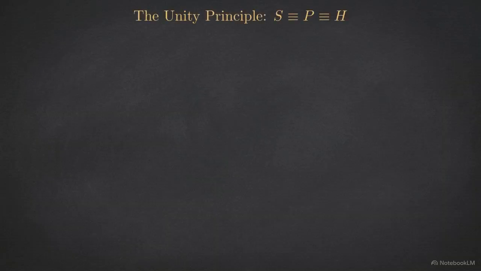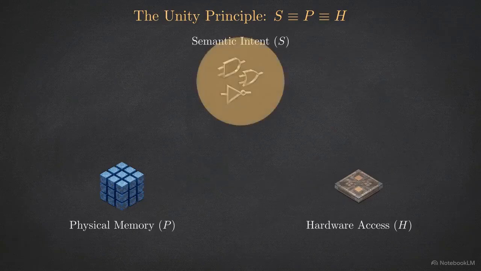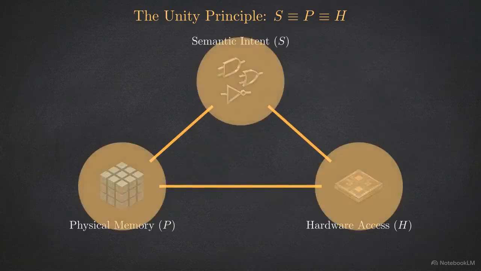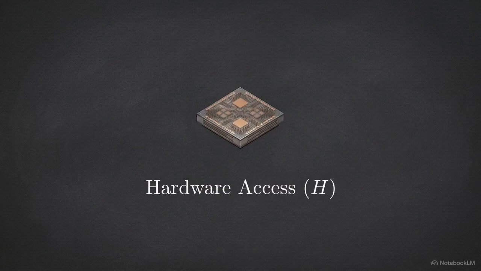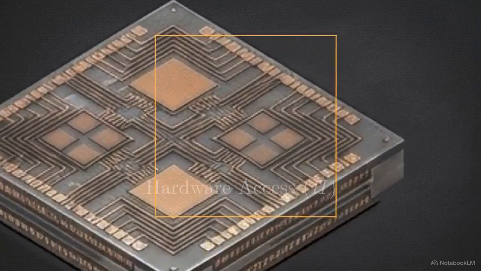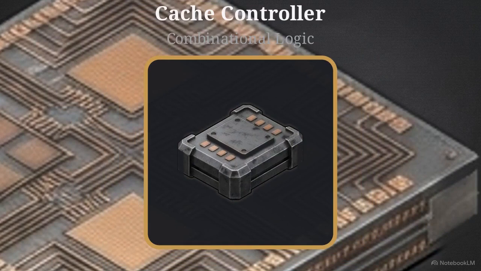This requires a unity principle, S equals P equals H. This means the semantic intent, the physical memory layout, and the hardware access patterns must be mathematically identical. Achieving this separation requires a root of trust that is not programmable. This root must be built directly as combinational logic inside the hardware's cache controller. It is a rigid physical barrier, not a flexible program.